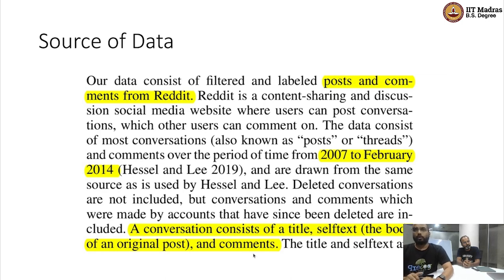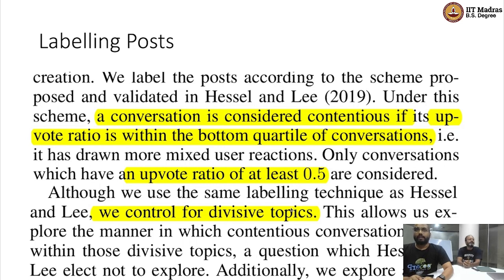So this being the overall data, next authors also, how do we label this? How do we label a conversation as a contentious one or a non-contentious one?